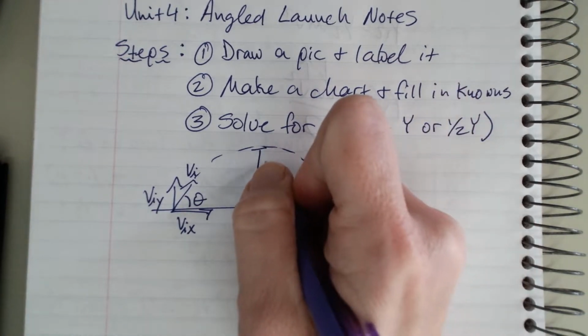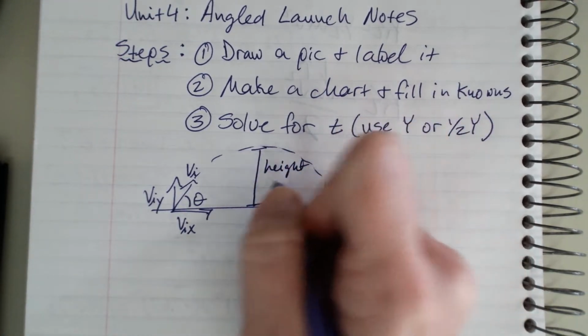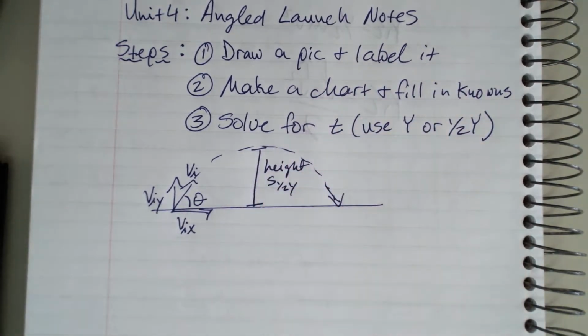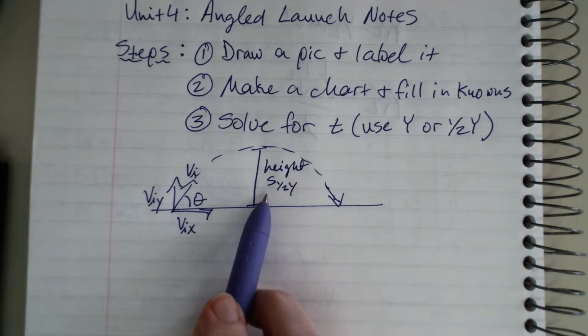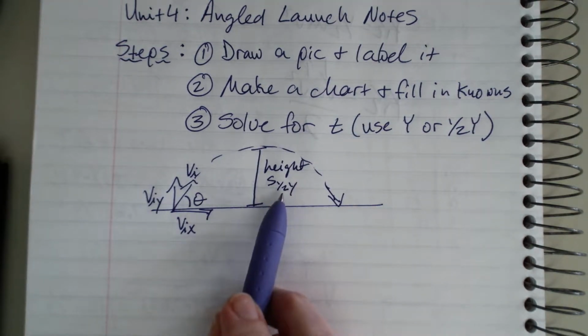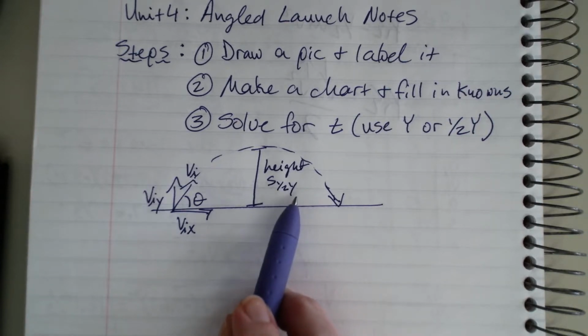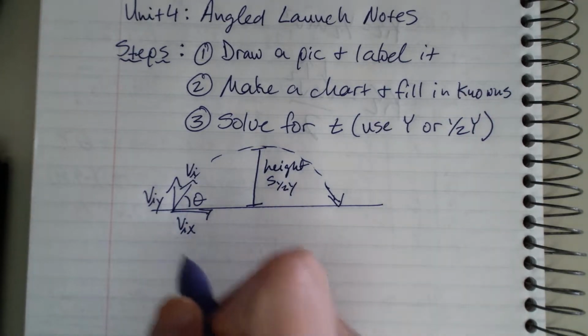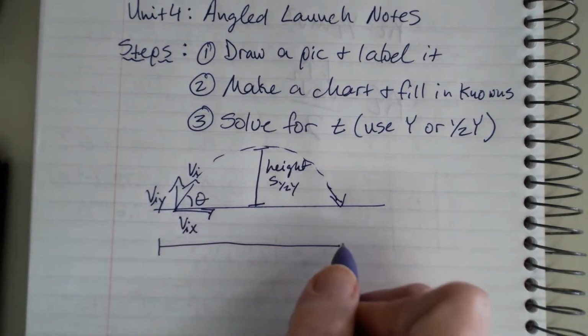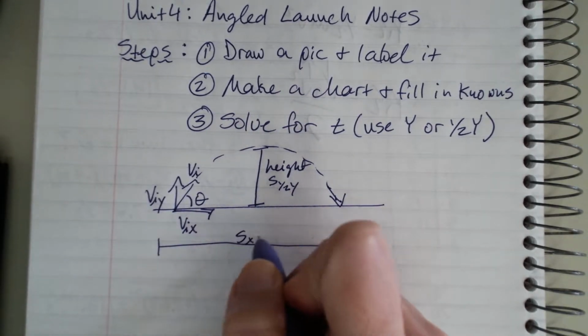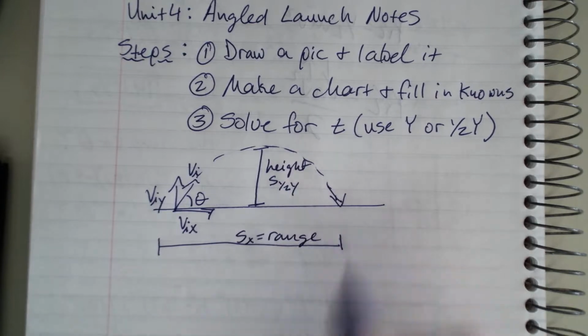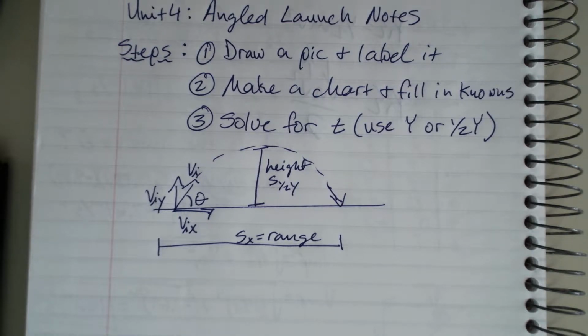The height is s in the half y. That's an s, and that's a subscript of 1/2 and y. S in the half y is your height. Your range is s in the x. We typically ask you for time, height, and range on each of these questions. The first thing you do is solve for time. After that, you can solve for anything else.